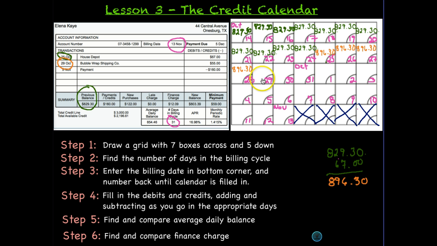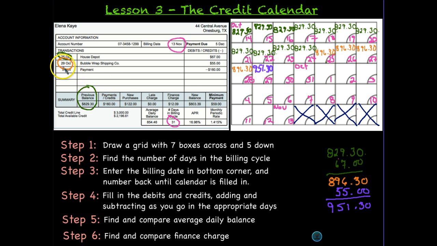All right, now let's see what happens on the 29th. It looks like on the 29th I have another purchase of $55. So I would need to increase my balance by another $55 before I continue to write. Adding that to my previous balance, I have a new balance now of $951.30, which I will start to write in my cells here until I get to my next transaction.